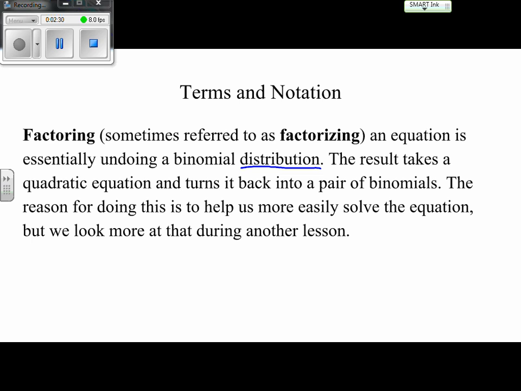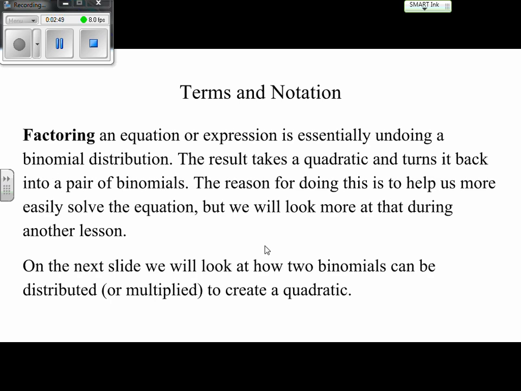The reason for doing this is to help us more easily solve the equation, and we'll look at solving in a different lesson. But here we just want to focus on this art of undoing. Just like we do in most math, we learn about addition and then we undo it with subtraction. Multiplication gets undone with division. Squaring is undone with square rooting, and now factoring is going to undo this distribution.